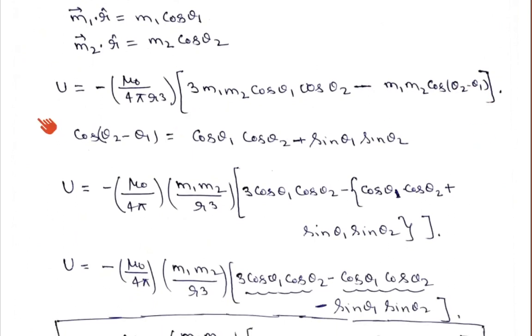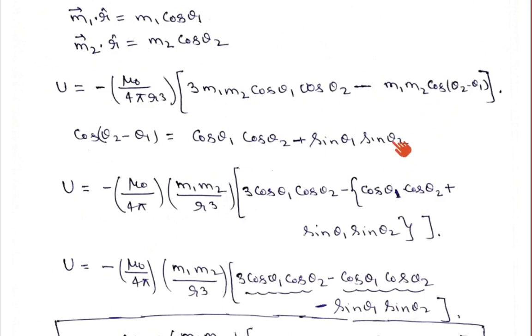So in order to solve this interaction energy, we have to substitute the value of cos theta 2 minus cos theta 1. From trigonometry, we know that cos theta 2 minus cos theta 1 can be written as cos theta 1 into cos theta 2 plus sin theta 1 sin theta 2.